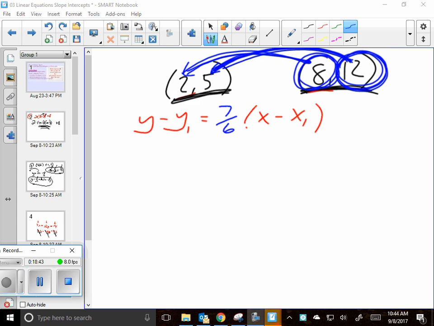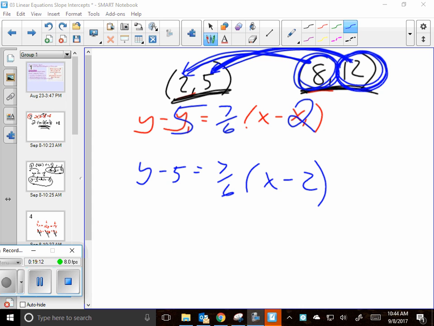And then the only thing I have to do is stick the point in the right place. Which point, Mr. Server? Either one. This is a weird thing. It doesn't seem like you get the same answer if you put in different numbers, but when you multiply it all out, you do. So I'm going to pick 2 comma 5. And I'm going to put the 2 here and the 5 here, because x is 2 and y is 5. y minus 5 equals 7/6 (x minus 2).